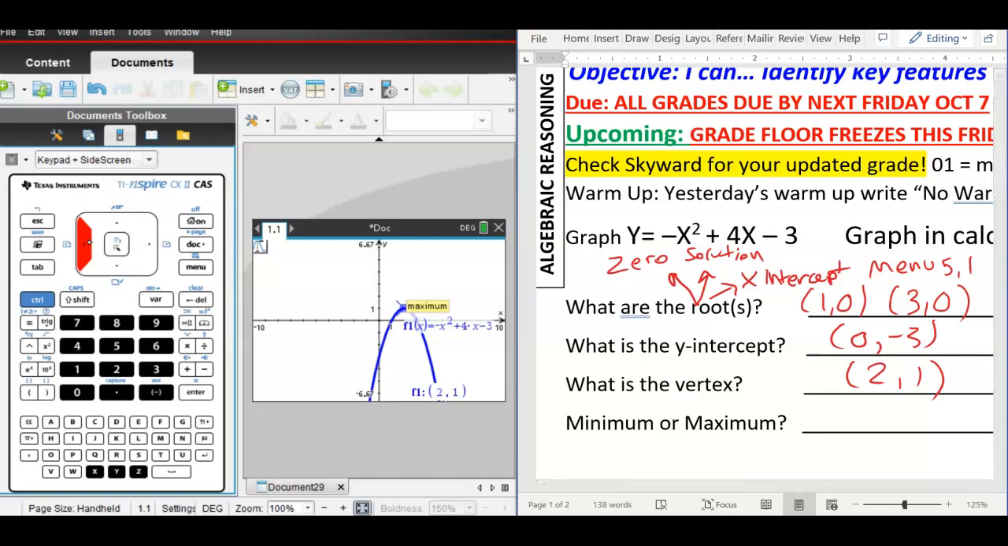And then the question, what is it, max or min? Well, it actually pops up right here, but hopefully you know. Top of the hill is max, bottom of a U is min. So this is our maximum.